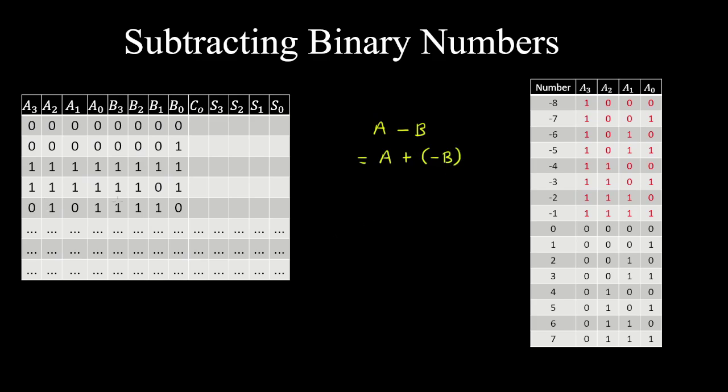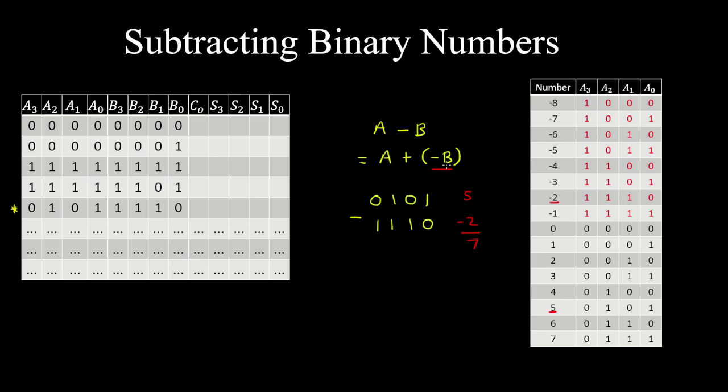So suppose we want to determine 0101 minus 1110 according to this row of our truth table. Well, 0101 is 5 and 1110 is minus 2. So 5 minus negative 2 should give 7.